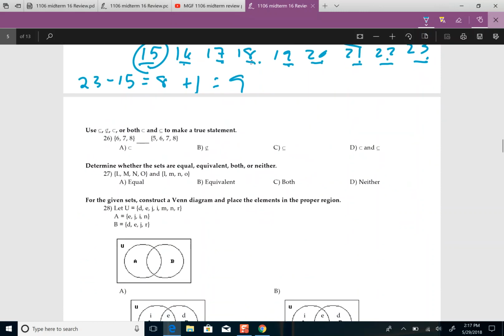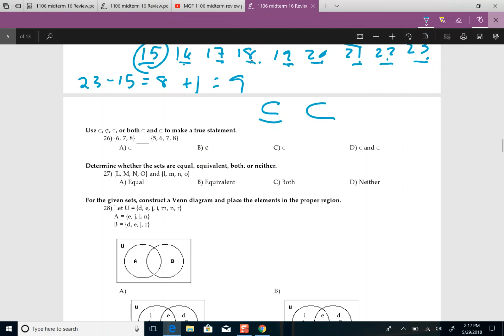Okay, on number 26, it asks which of these symbols would make this statement true. So remember, the one with the line under it means they could be equal. The one with the line slash through it means they're not. This means proper subset, so that there's something else on the right that wasn't on the left. And then there's both, or, you know, is it both?